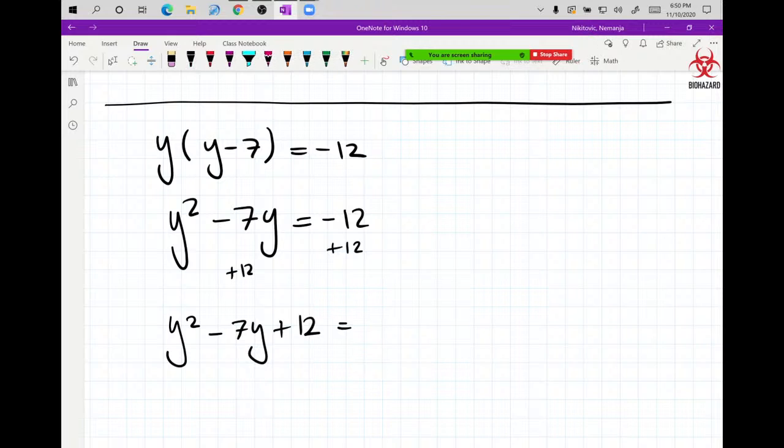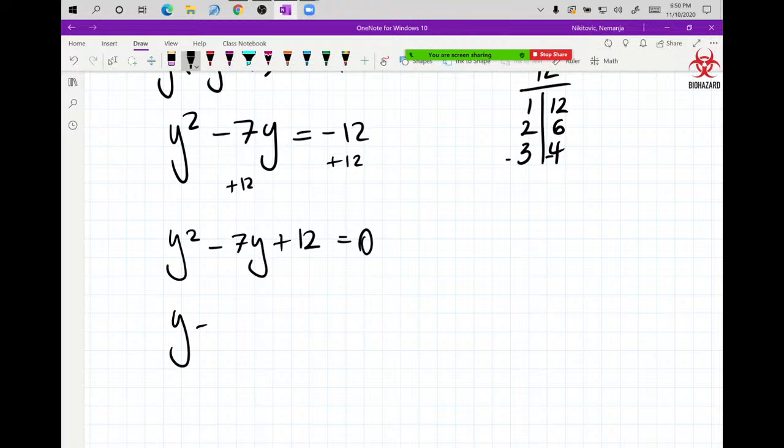So now, this was all step number 1 to rewrite and simplify the equation to come up with the equation that we can work with. Now, we just do factors of 12, which are 1 and 12, 2 and 6, 3 and 4, and we see if any of them can add to negative 7, which is negative 3 and negative 4. So y minus 3, y minus 4 equals 0.